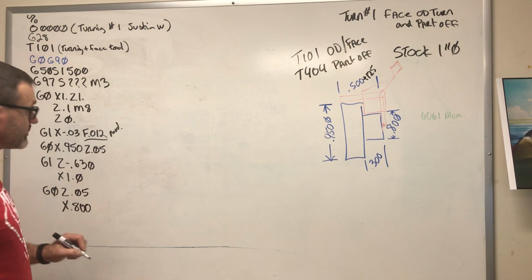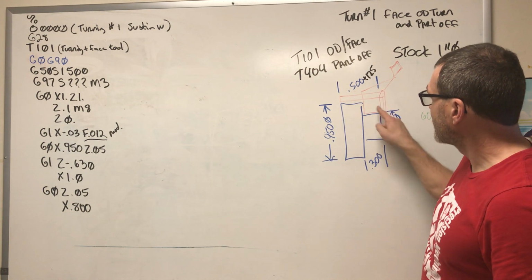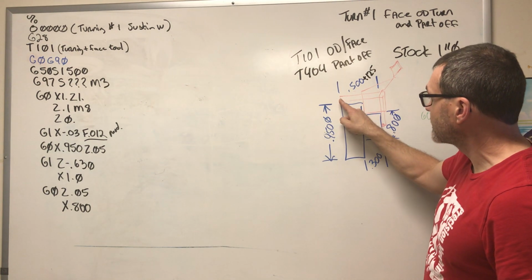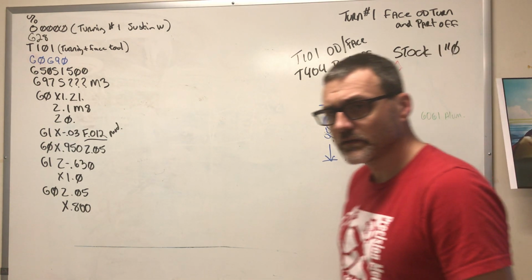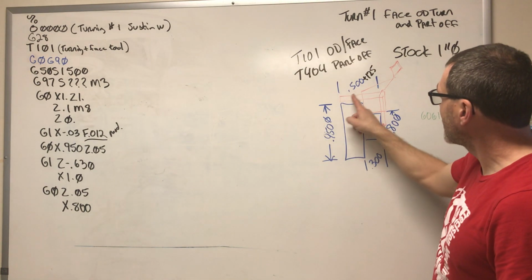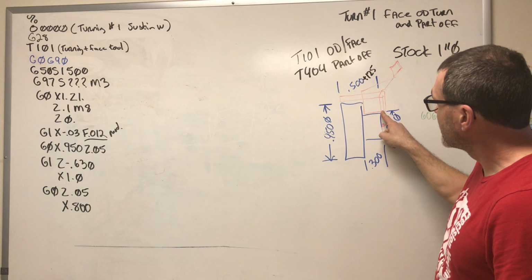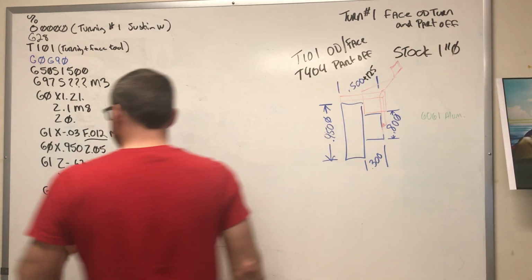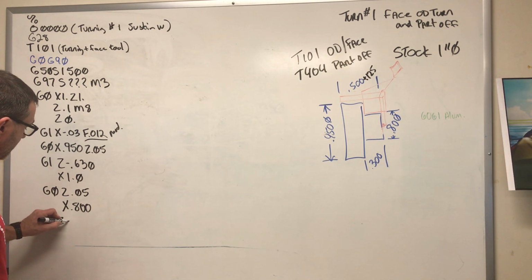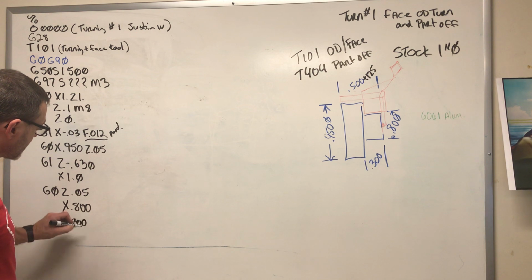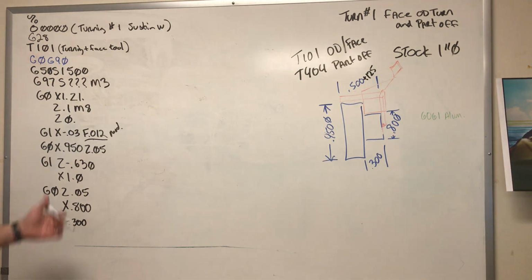So now I have faced it off. I've turned back here, fed up, and I went across back here, and now I'm ready to cut this 800 diameter, and I'm going to feed it back 300 thousandths. So go back to G1, then go to Z minus 0.3. Anytime I'm using G1, until I change that feed rate, I'm going to stay there. So I'm okay with that.